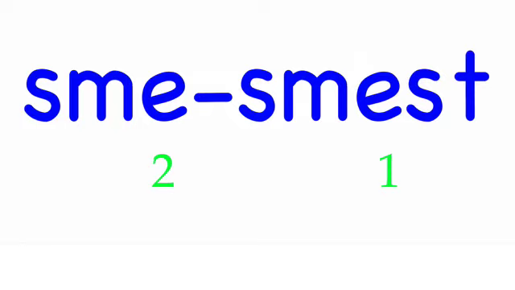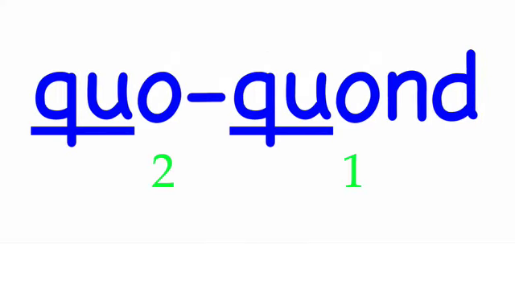Quo, quand. Now, quo has actually 3 sounds, but the first 2 sounds are represented by a team: qu, a, o. This word quand has 5 sounds. The first 2 sounds, qu, a, n, d. Remember, QU in English represents the sounds K and W combined. We don't use KW to represent that sound in a word. We use the team QU.